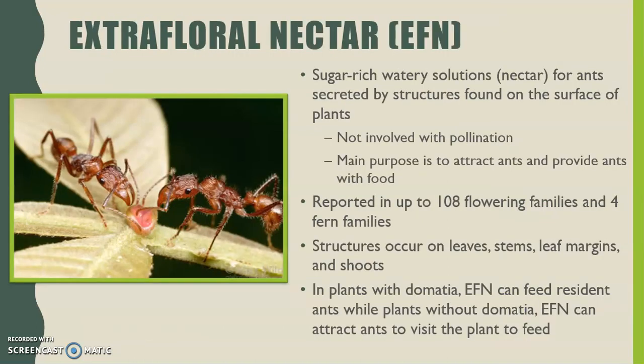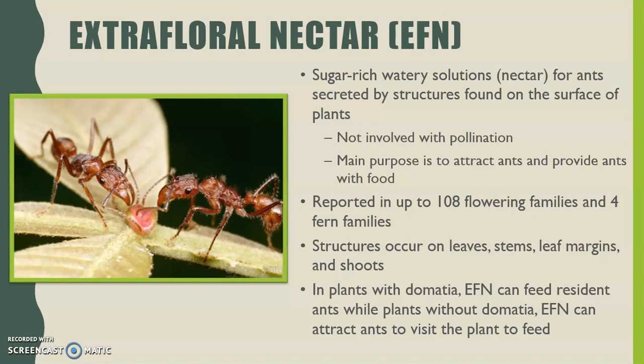The second type of benefit for the ants is called extrafloral nectar. So nectar is just a very sugary, watery solution that the ants can use as food that are provided for by the plants. Usually plants provide nectar in flowers to attract pollinators. However, this nectar is found outside flowers and is located in structures called nectaries on other spots in the plants, such as on leaves, stems, leaf margins, or shoots. And this nectar is not involved with pollination at all, and its main purpose is just to attract ants and to provide the ants with food.